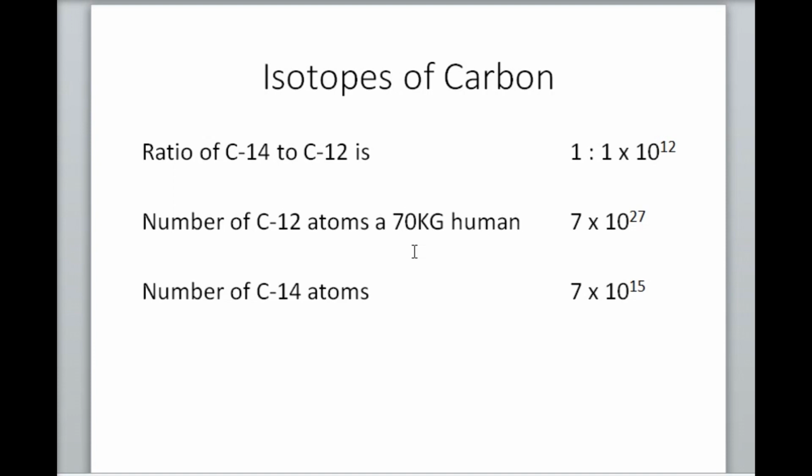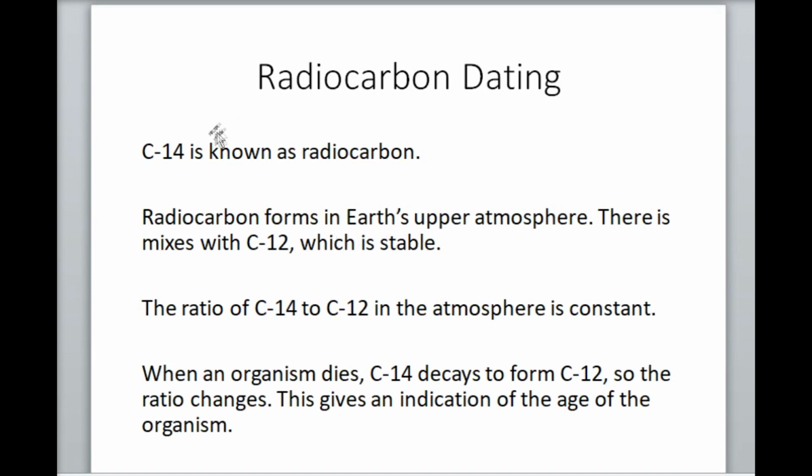Now, why is this important? Well, if you have a look at this, it actually explains it all here. If you want to pause it and read it, you're more than welcome to, but I'll just go through it with you. Radiocarbon forms in Earth's upper atmosphere. It mixes with carbon-12, which is stable. The ratio of carbon-14 to carbon-12 in the atmosphere is constant. When an organism dies, carbon-14 decays to carbon-12, so the ratio changes.